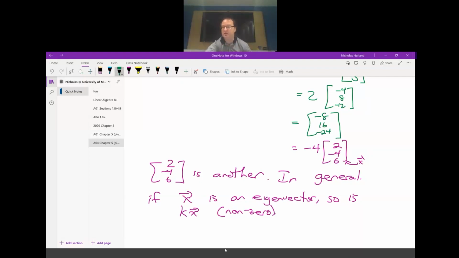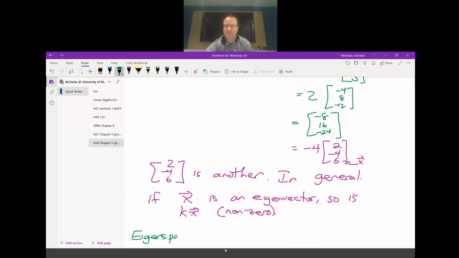Can the eigenvalue change? I'm not saying, for example here, that negative 4 is the only eigenvalue. In our next example, we'll talk about how to find all the eigenvalues. That's going to be our focus for the rest of class. We're going to see that usually multiple eigenvalues do work, right? But multiplying by a constant won't change the eigenvalue. It'll just change the eigenvector. Yeah, lambda is the eigenvalue.